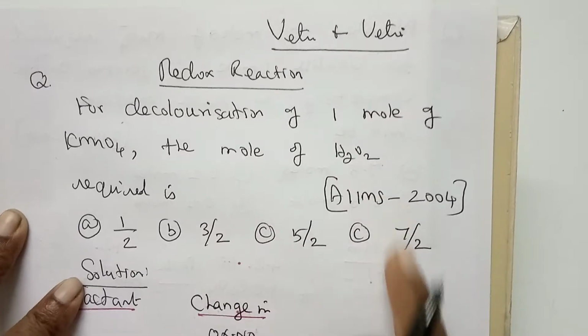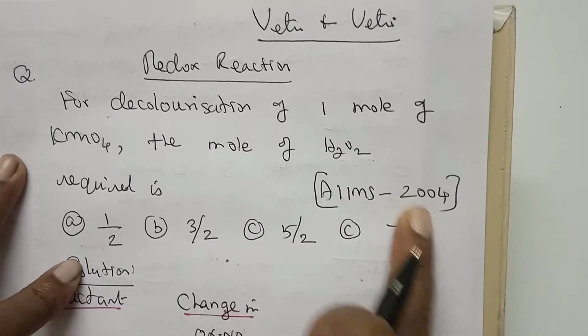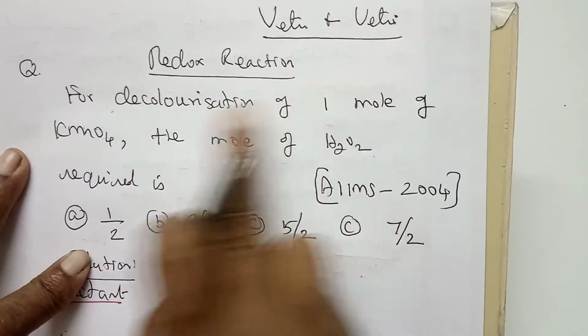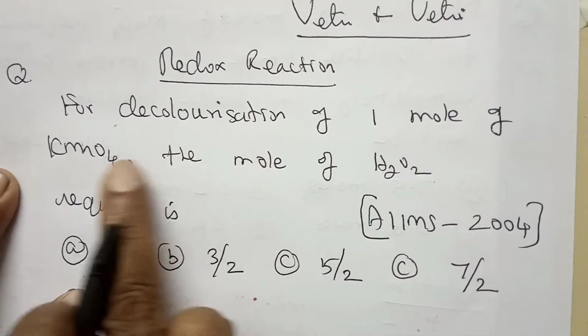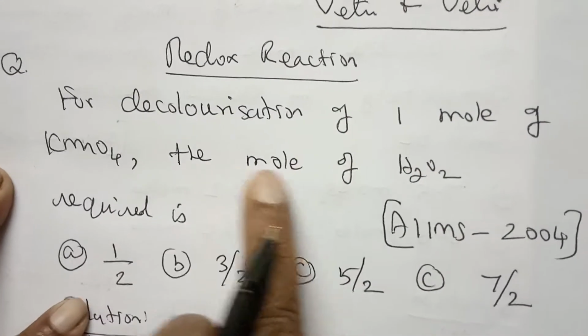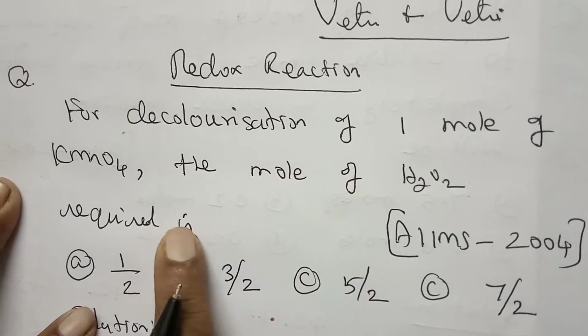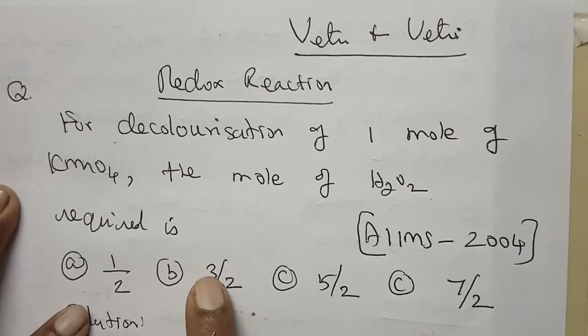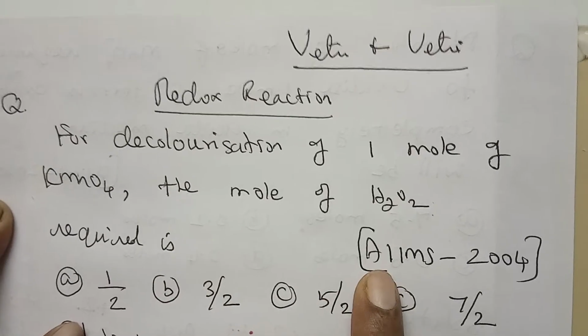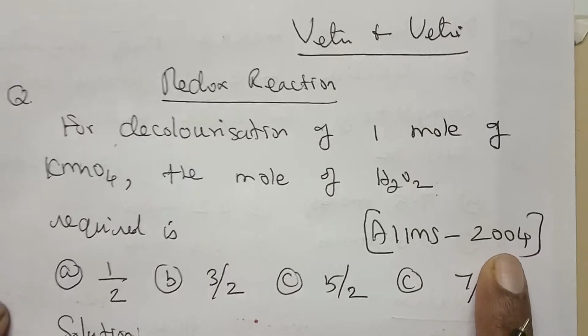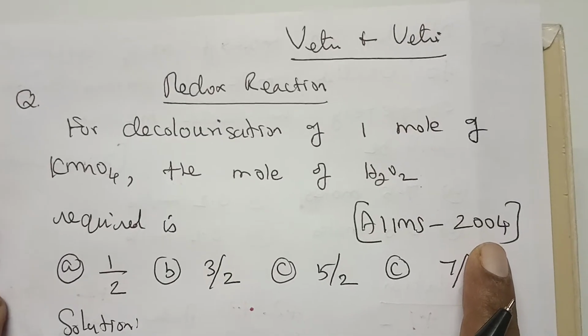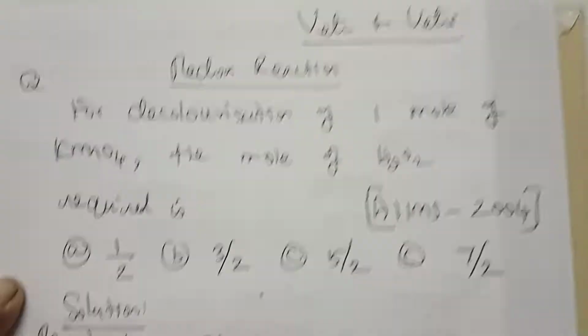Today I am going to give the important question from the lesson of Redox reaction. Question is, for decolorization of 1 mole of potassium permanganate, the mole of hydrogen peroxide required is: 1/2, 3/2, 5/2, 7/2. This is the question from AIIMS 2004. So this is the type of important question we are expecting for tomorrow's NEET exam. Okay, now let us see.